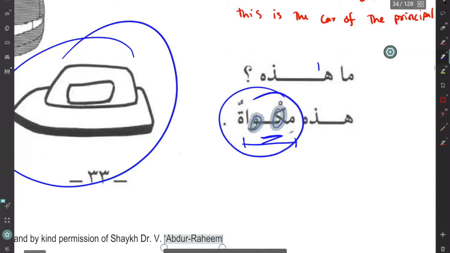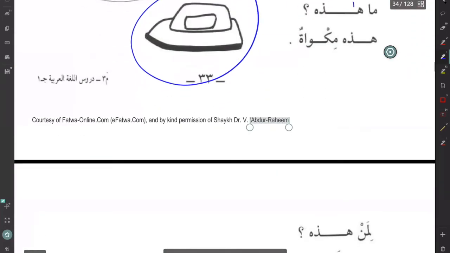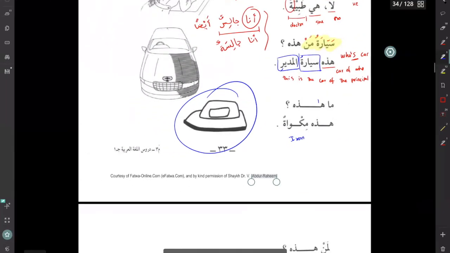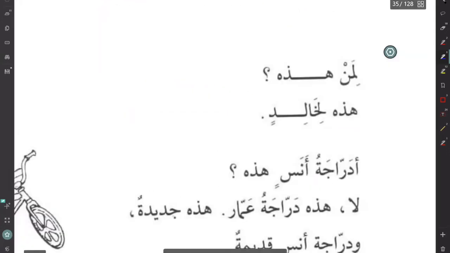Okay, so when you do verbs, you'll see that subhanAllah, you don't have to memorize these words. Jayid. So mikwa is iron. This is an iron. Jayid. Liman. What is it? Liman here? Remember? Li is, okay, maybe we haven't had this word. So this is interesting because there are two words here.